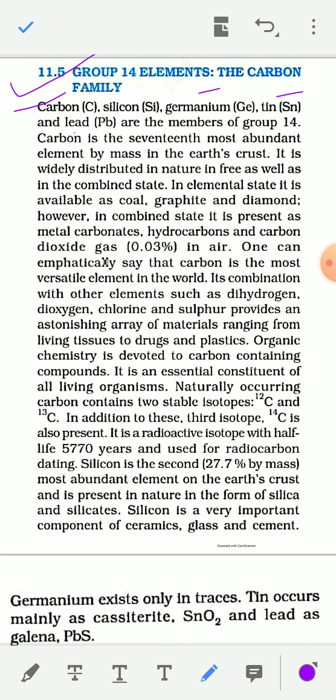Carbon is the seventh most abundant element by mass in the earth crust, and it is widely distributed in nature in free state as well as in combined state. In elemental state it is available as coal, graphite, diamond, like this. And there's a general occurrence of these group 14 elements. Read this thoroughly. Okay, these are not important, again I am saying.